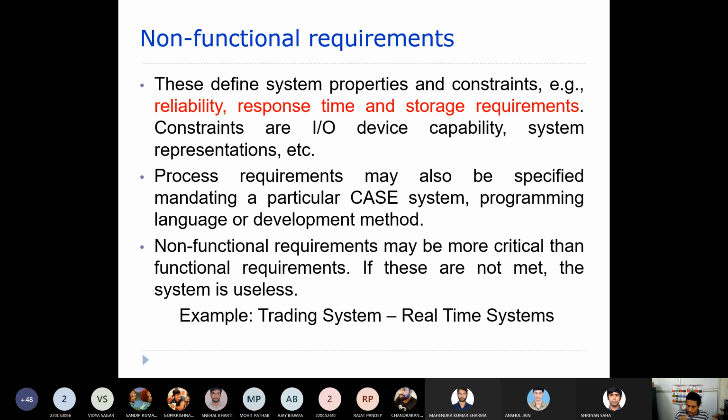So wherever the system is very time critical, in that case sometimes these non-functional requirements are very critical again.